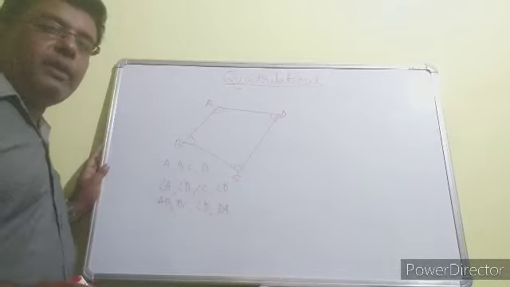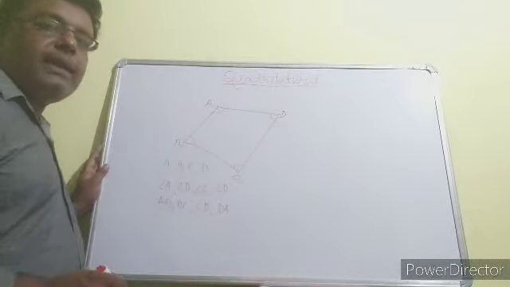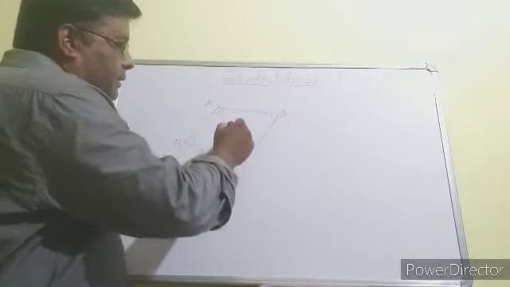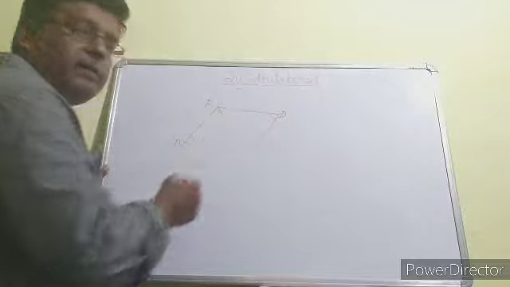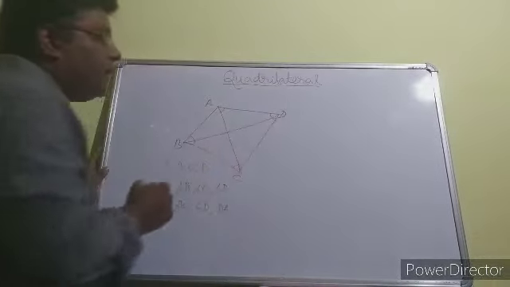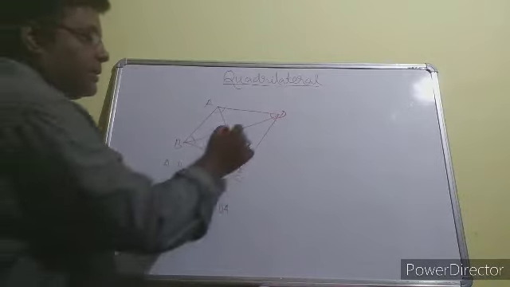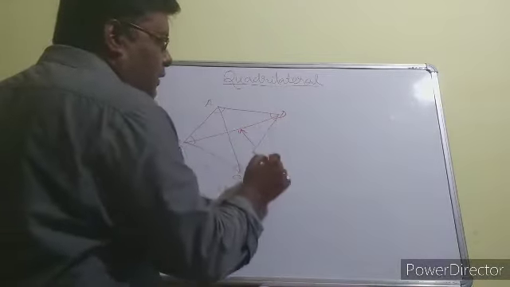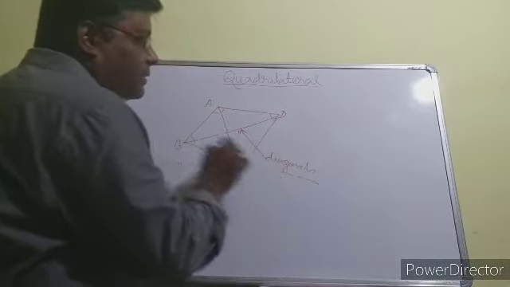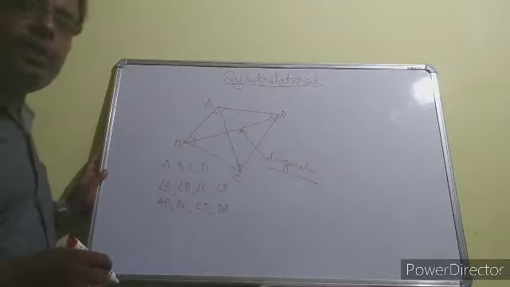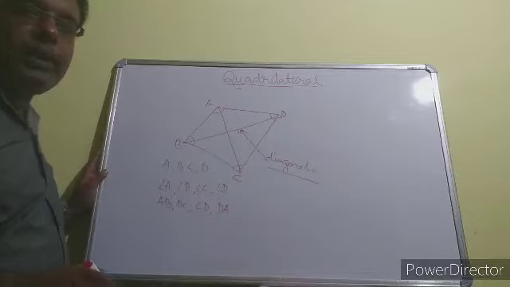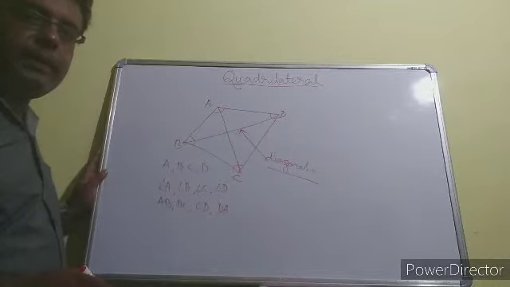And if we join the 2 opposite vertices, AC and BD, then they are called diagonals. That is, a diagonal is a line which you get by joining 2 opposite vertices of a quadrilateral.